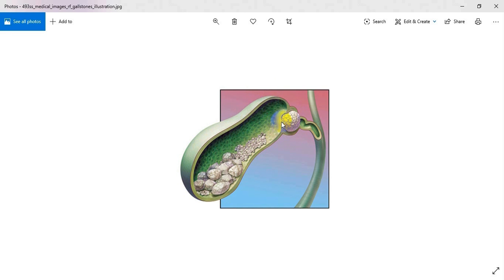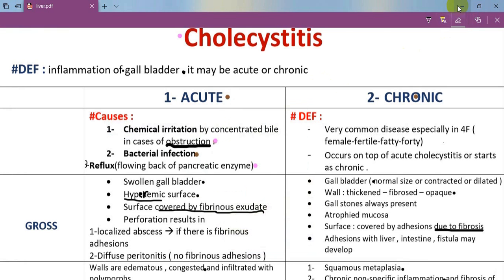Also, obstruction will lead to stasis of the bile, and this will help the bacteria to grow, especially E. coli bacteria. Obstruction leads to concentration of the bile, and this will make chemical irritations. Bacterial infections due to stasis of the bile. Reflux of pancreatic enzymes if there is obstruction in the sphincter of Oddi.